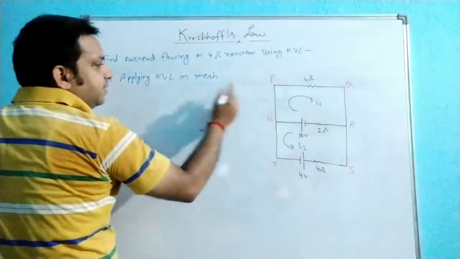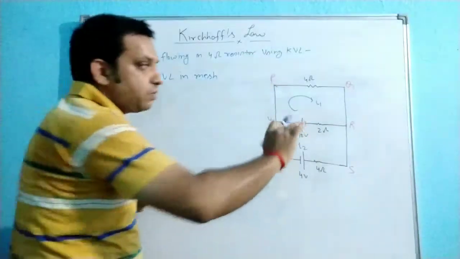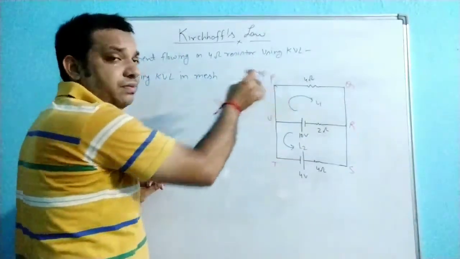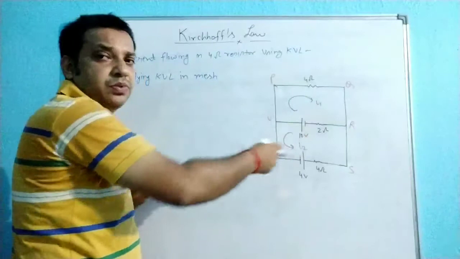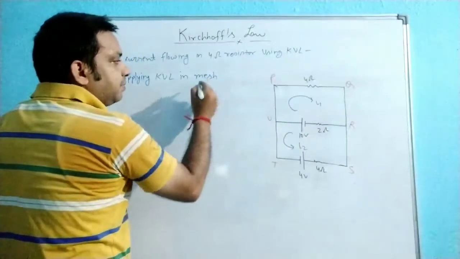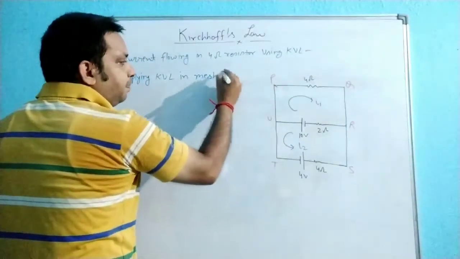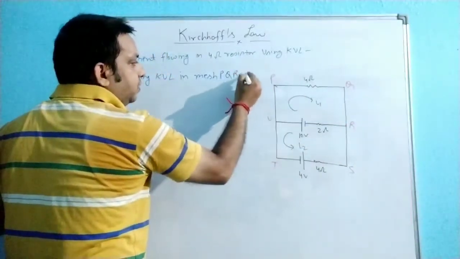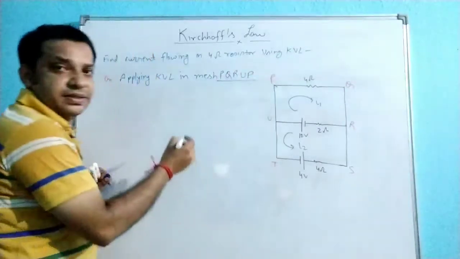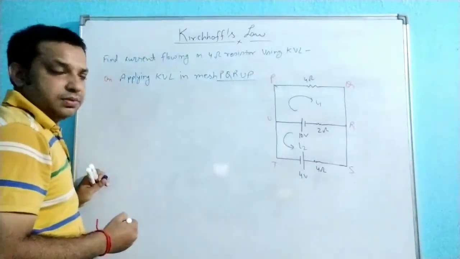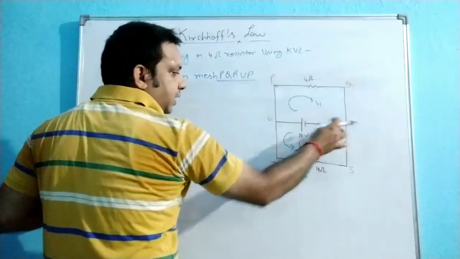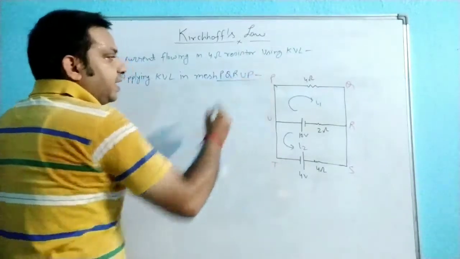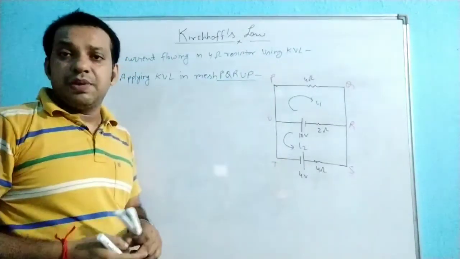So here in the mesh, I am starting from this point. You can start from any point. You can start from the Q point, R point or U point. Any start point, but the point at which you start, the same point you have to end at. So I am giving the mesh name P, Q, R, U, P. Starting from P and ending at P. Clear? This is the mesh. And in this mesh I am going to apply the KVL. Right?